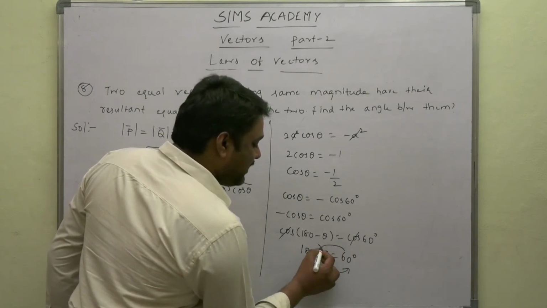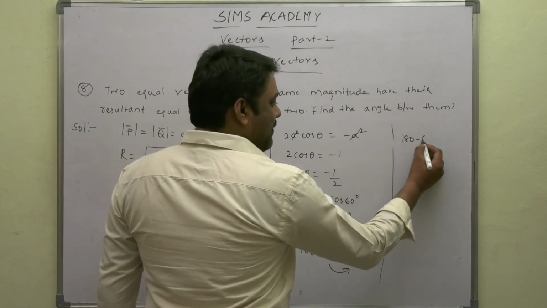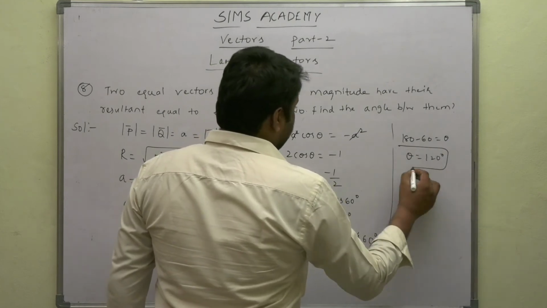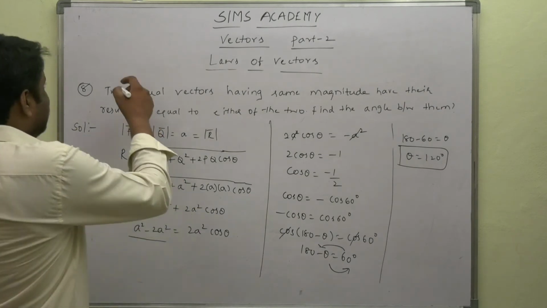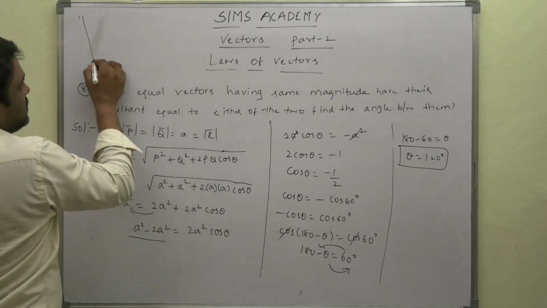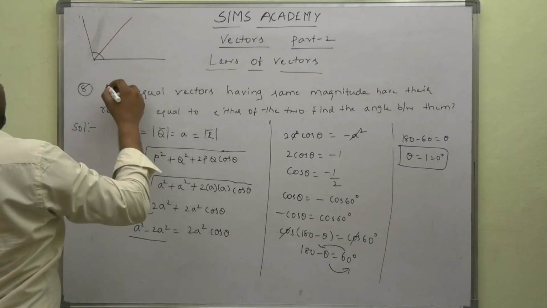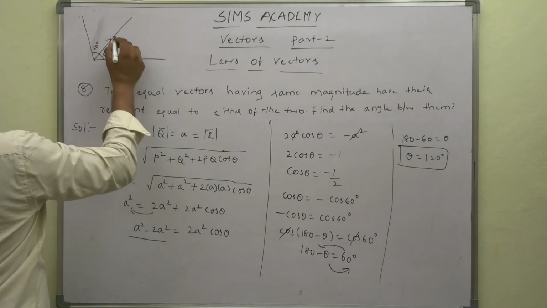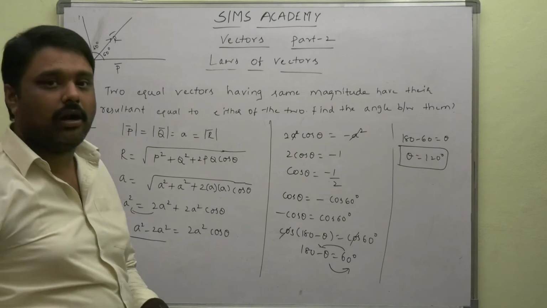If I send the theta to that side, 60 to this side, then we get 180 minus 60 equals theta, or theta equals 120 degrees. That means these two vectors are separated by an angle of 120, where the resultant is between them. This is 60, this is 60, this is R, this is P bar, this is Q bar.